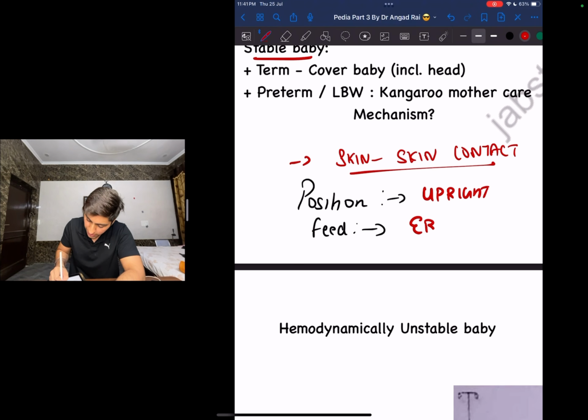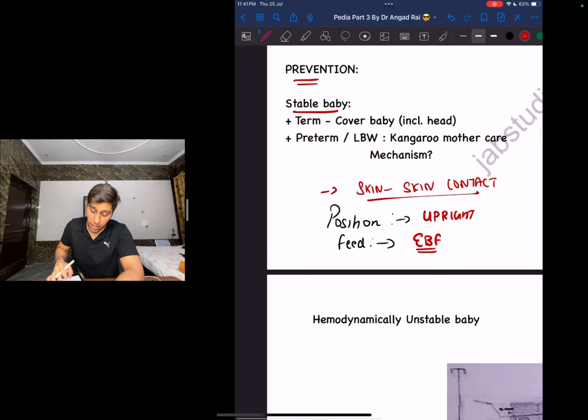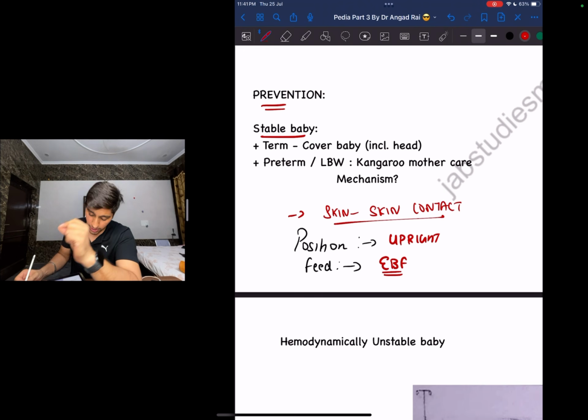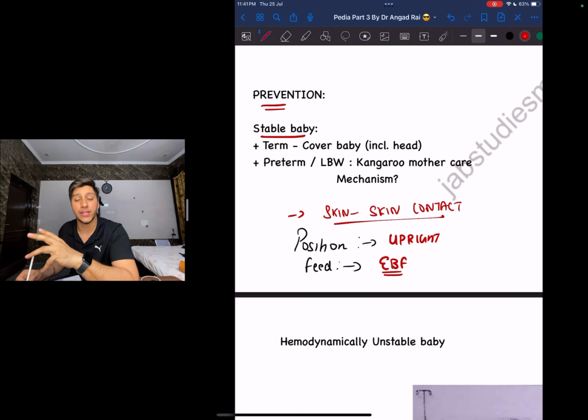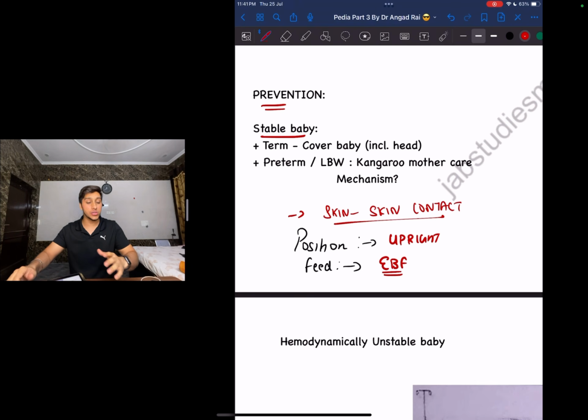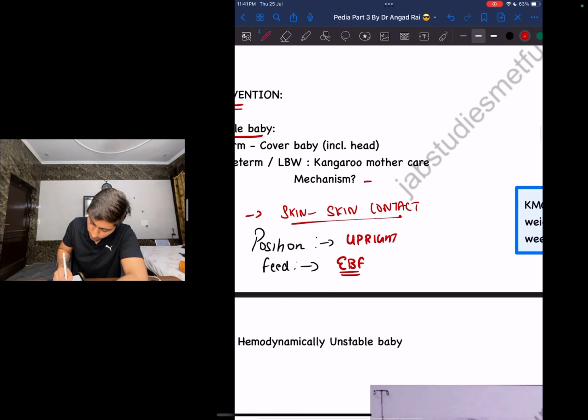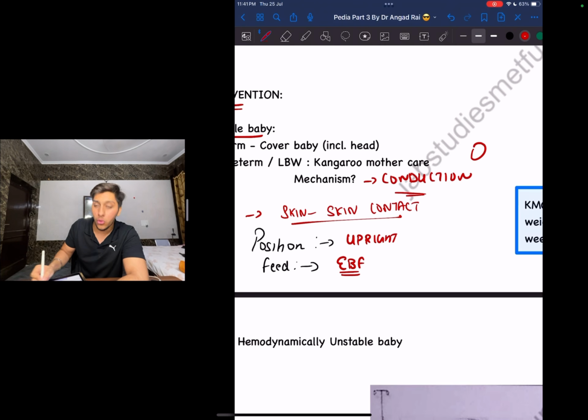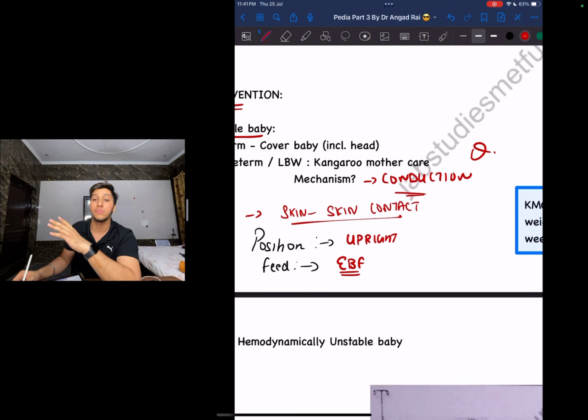So exclusive breastfeeding. Now the question which comes over here is, what is the mechanism of action, the MOA, in kangaroo mother care? As I told you, skin to skin contact. So what did I say? Contact. The answer is going to be conduction. This is also a PYQ. They'll ask you what is the mechanism in kangaroo mother care. That is through contact, that is conduction.